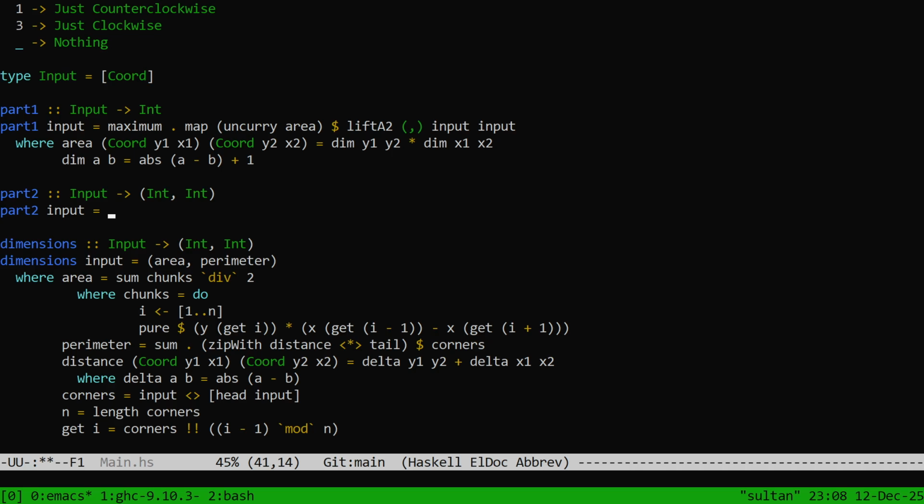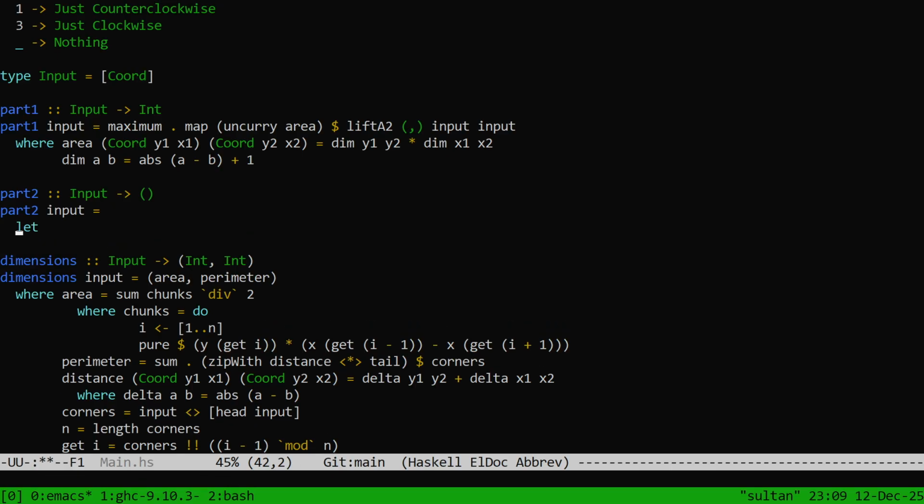Let's start writing some lets here, I guess. Maybe this should all be a where, but there's a lot to write, and it feels more natural to me to write things with lets at first.